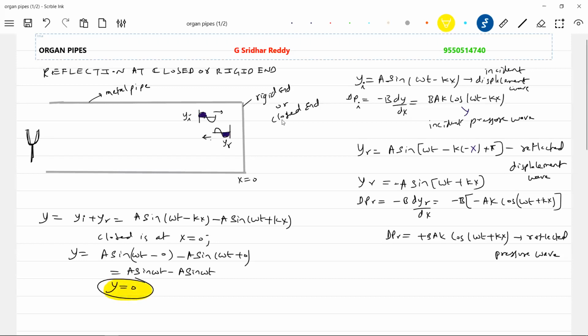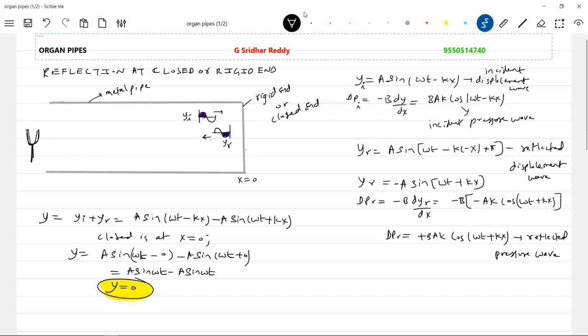Okay, look at this one. What happened to the value of y? The layer which is at the closed end will not vibrate. There's a very important thing I'm concluding here, rather than in books, the information is available. Just like the layer at the closed end will not vibrate.